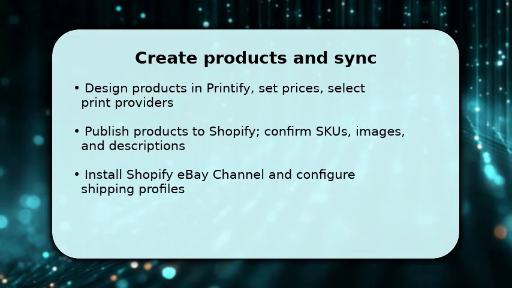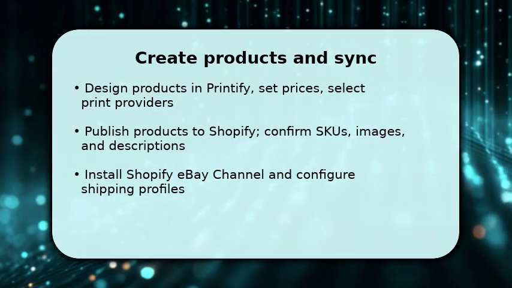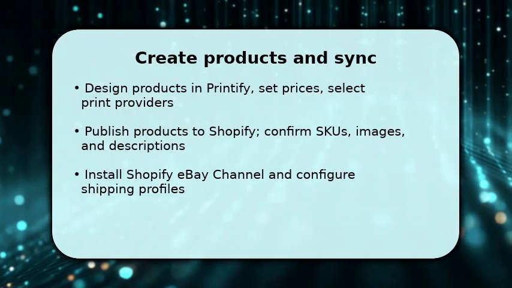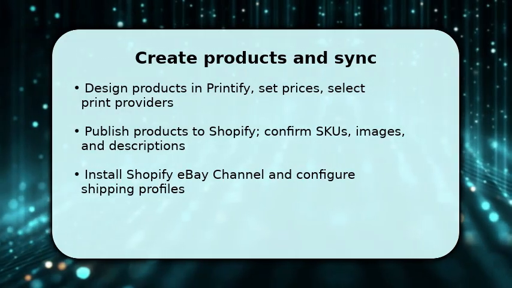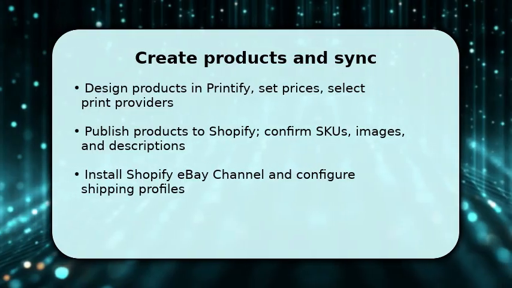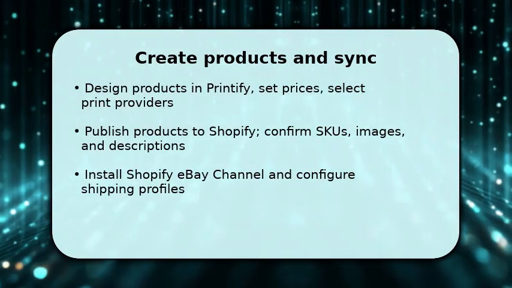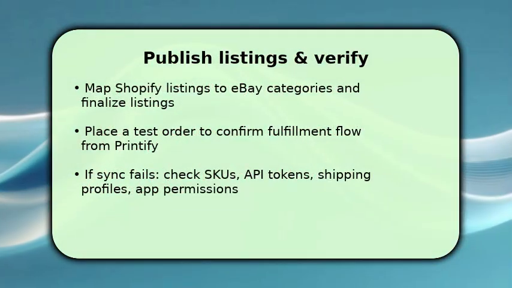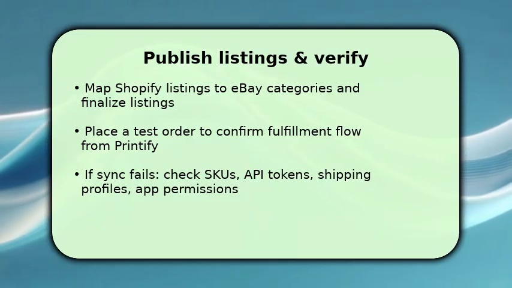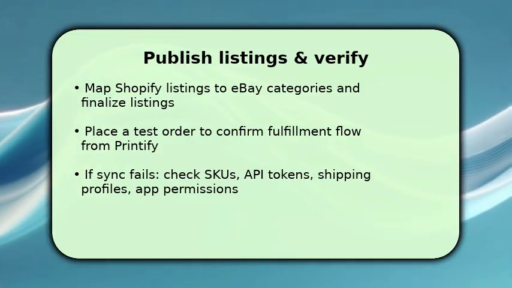After your Shopify catalog is populated, install and set up Shopify's eBay channel or an approved eBay connector app. Configure shipping profiles, return policies, and business info in the connector so Shopify can create compliant eBay listings. Now map Shopify products to eBay categories, review listing settings like condition and item specifics, then publish.